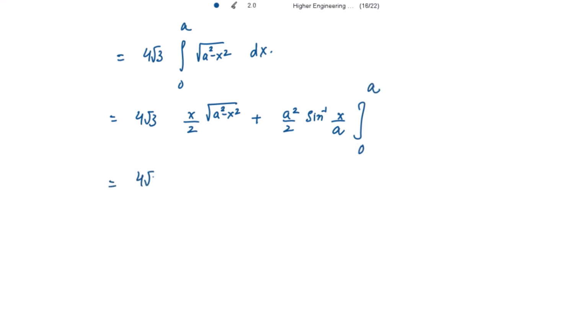So this is 4 root 3. Putting a over here we get 0 for the first term. Putting a over here we get a square by 2 times sine inverse 1, which is pi by 2. Minus, putting 0 you get 0, and here also you get 0. So the 4 is cancelled out, and this is pi a square root 3. So this is root 3 pi a square as the required answer.